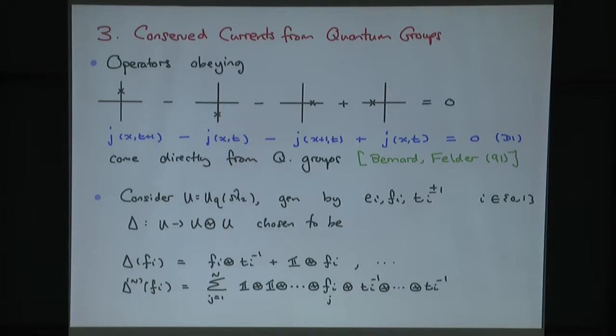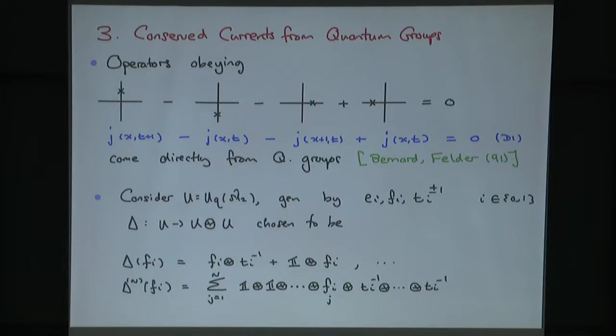So that's just the same condition I had before, but I've missed off the superscripts now. This comes directly from quantum groups, and that's an old result that is described most nicely in the work of Bernard and Felder from 1991. This was at a similar time to Bernard and LeClair, where they were talking about non-local currents in quantum field theory. There was a parallel paper that did this in lattice models, and it is a very nice paper, so I recommend you read it. Let me give you an example of how this works.